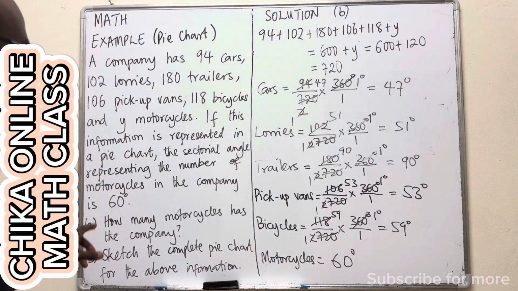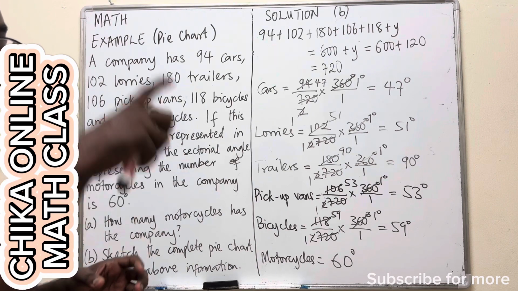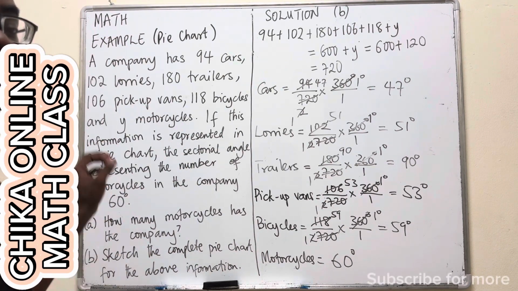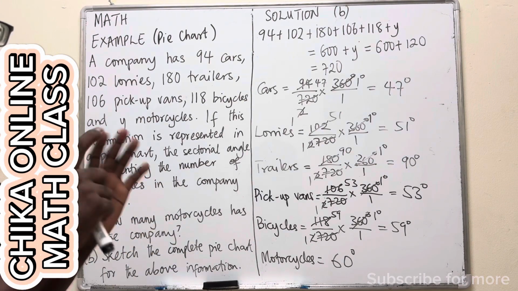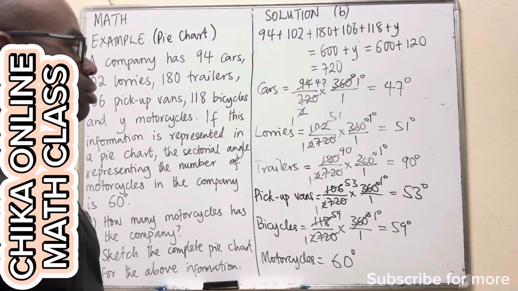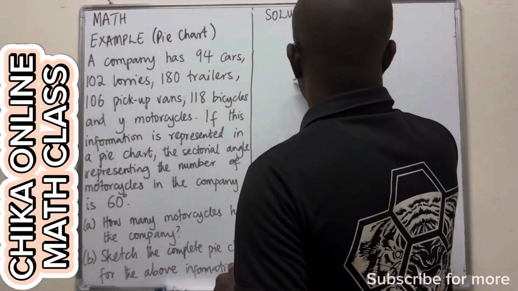Now, the question says you should sketch the complete pie chart. If it's draw the complete pie chart, then you have to get your protractor, okay, and plot it and measure the angle well. But since we are asked to sketch, we just do a rough sketch, okay, leaving the angles in the pie chart. So I'll wipe the board now and sketch the pie chart.